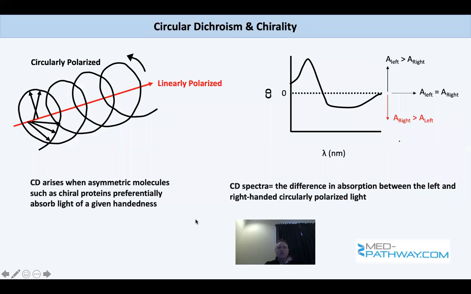So you can also have circular polarized light. And circular polarized light gives rise to the concept of circular dichroism. So let's take a look at that.